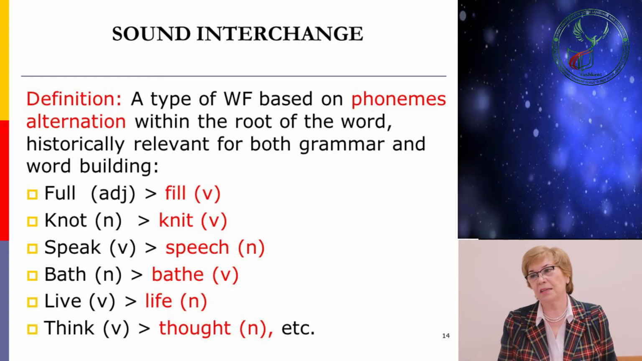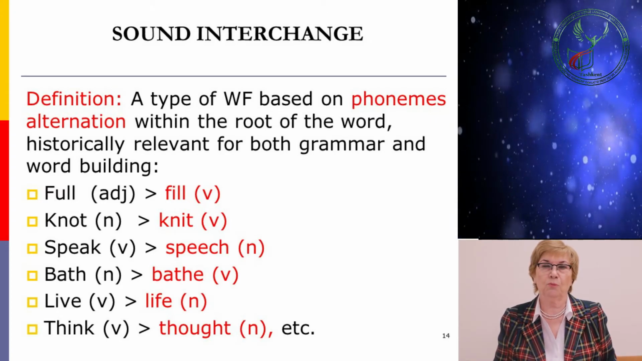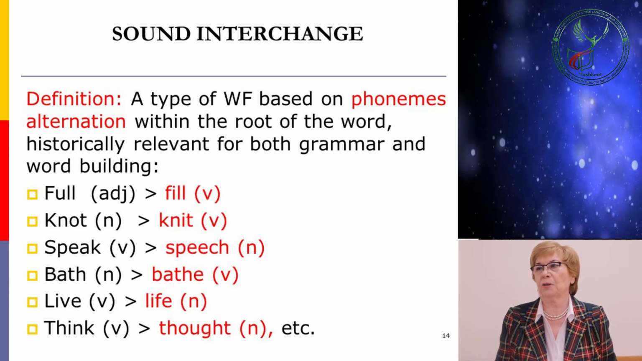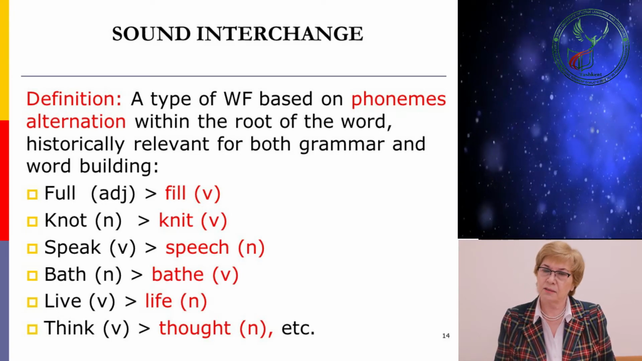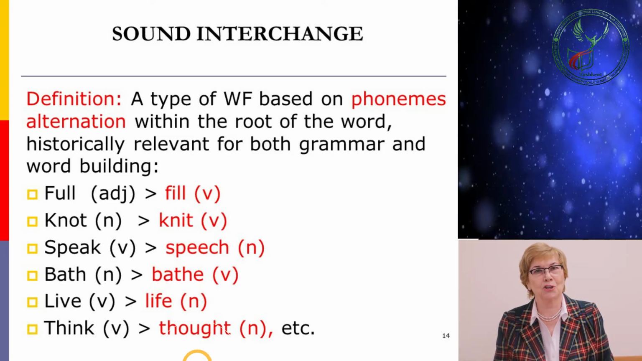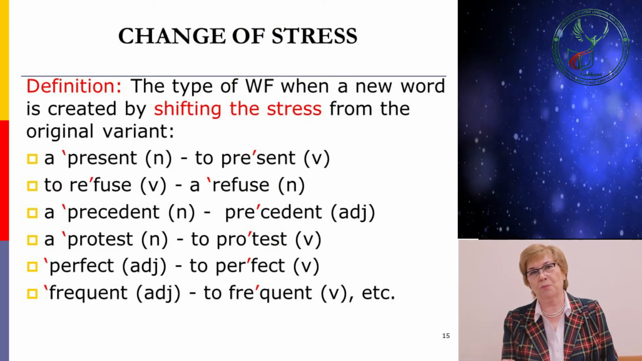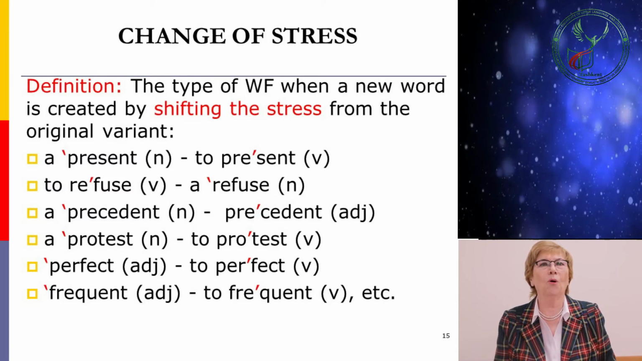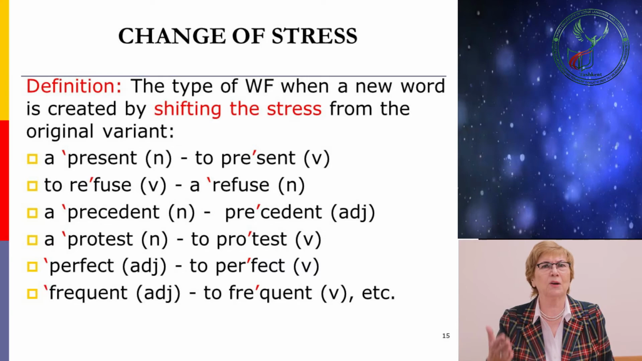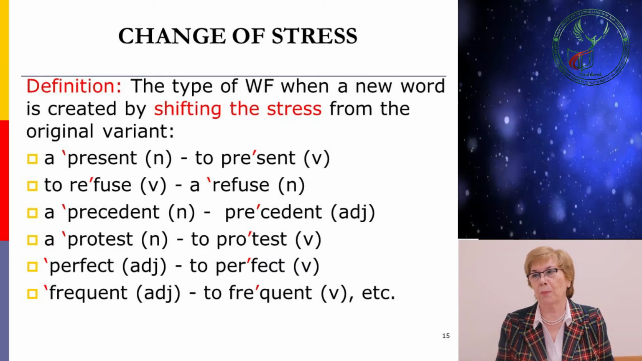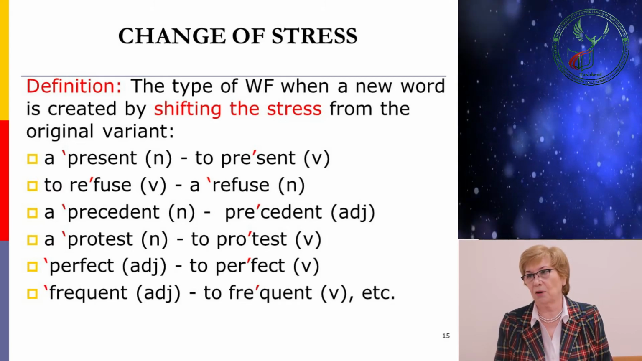So, sound interchange is a very, very Germanic type of word formation. In most languages of Germanic origin, they have a sound interchange. Change of stress is also a typically English way of making words. We just shift the stress from one part to another. Well, you all know and remember very well maybe the oldest or the most frequently used couple of words, a present as a noun and to present as a verb.